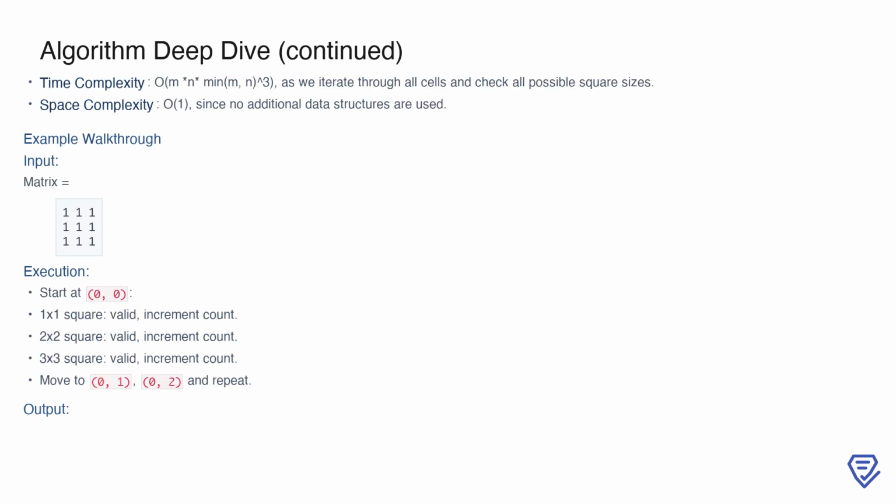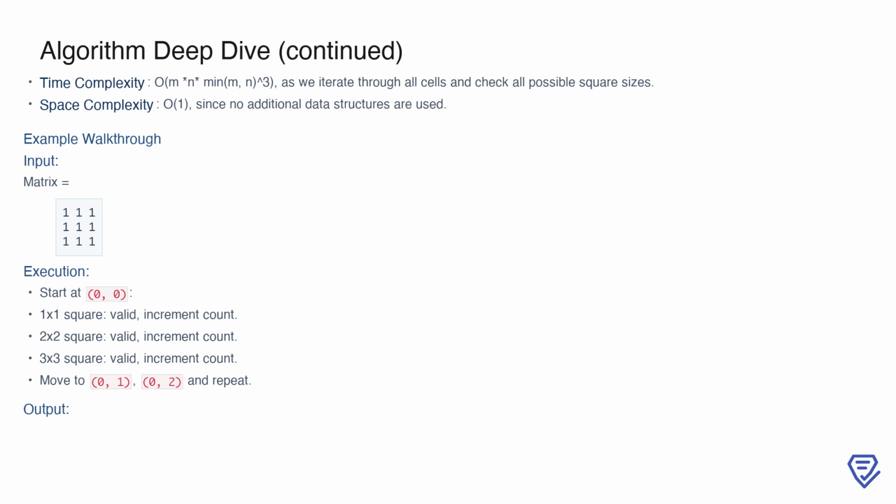The inefficiency of the brute force approach stems from its high computational cost. With a time complexity of O(m n m^3), we iterate through every cell of the matrix and check all possible square sizes originating from that cell. This becomes infeasible for large matrices due to the excessive number of checks required. However, the space complexity of this approach is O(1), since we do not use any additional data structures other than the input matrix and a counter variable.